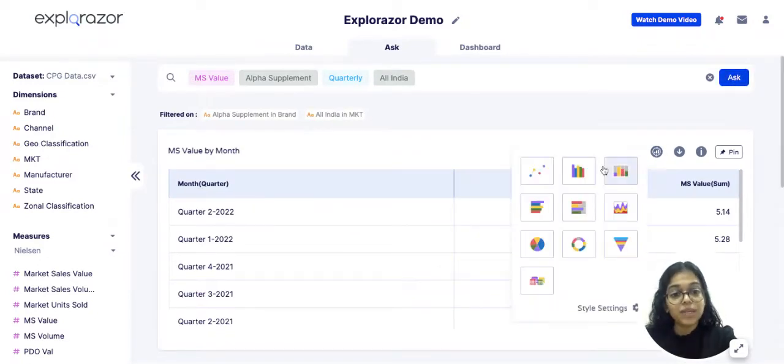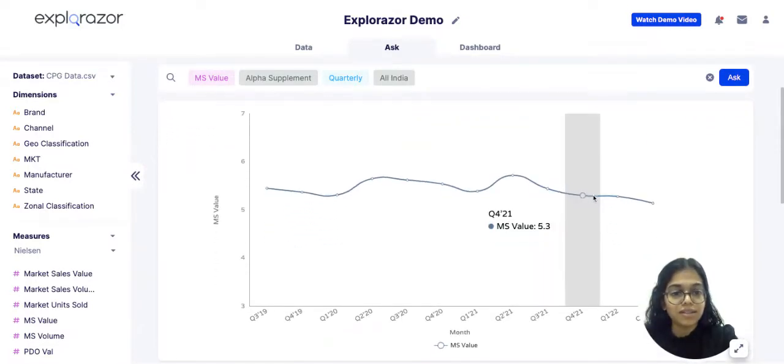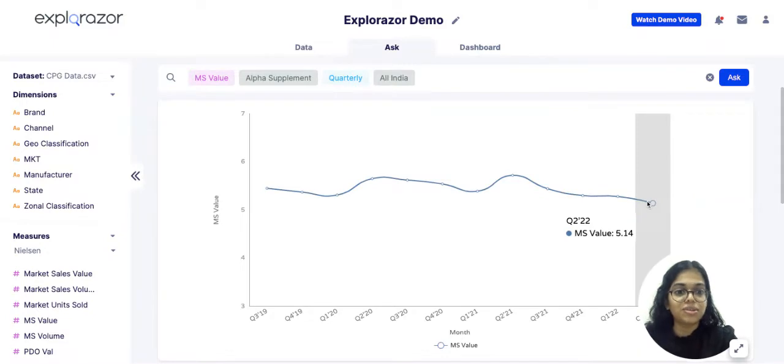I can visualize this instead of looking at it on a tabular basis. I can visualize this into a line graph, which clearly shows me that my market share has actually been falling since the last few quarters. So this is concerning to me, right? I want to see why this is falling.